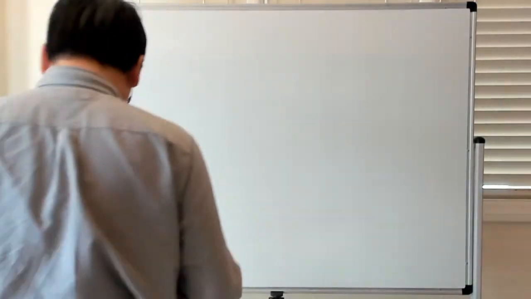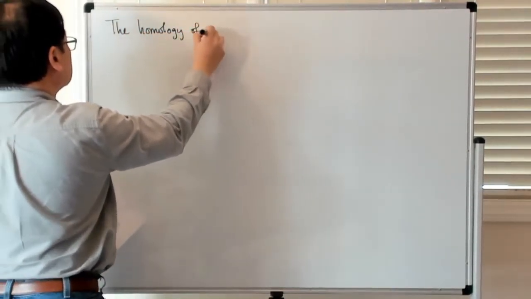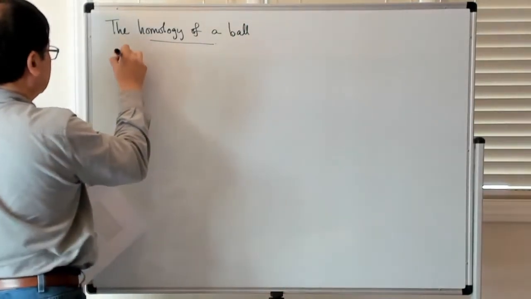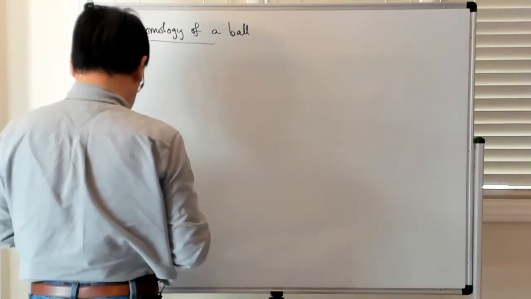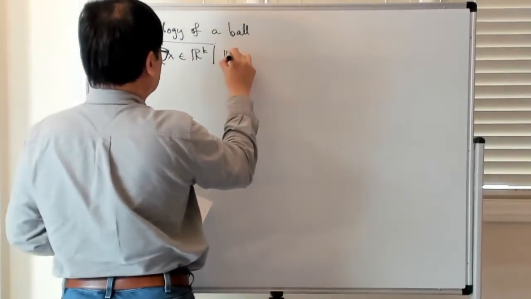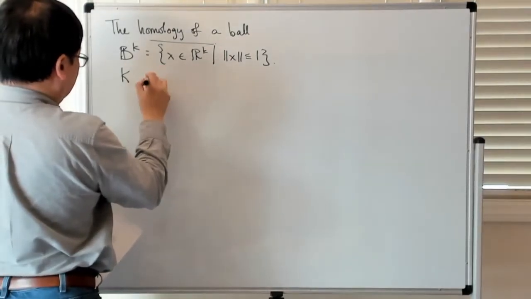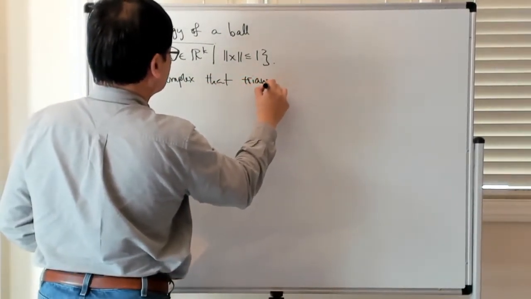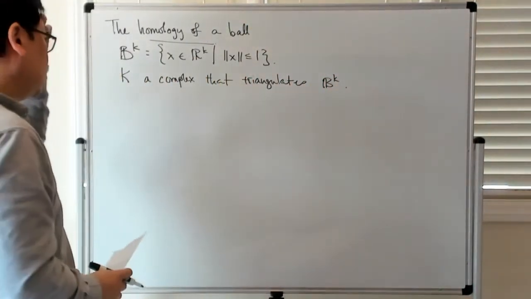All right, so now we're going to discuss the homology of a ball. Okay, so we're going to look at a ball B^k. This is the set of points x in R^k with the property that the norm of x is less than or equal to 1. And then we consider K, a simplicial complex that triangulates B^k. Okay, and then we want to look at the homology groups associated with this.